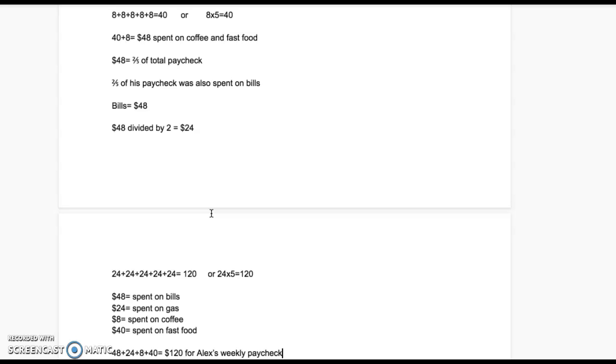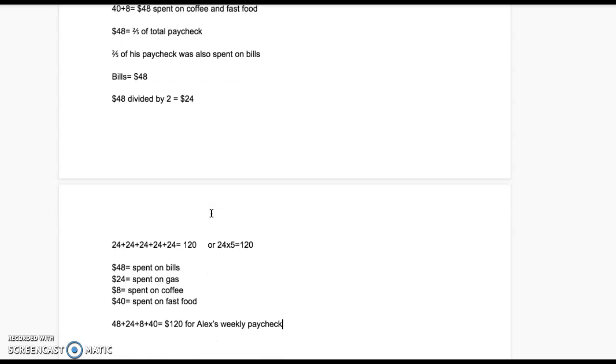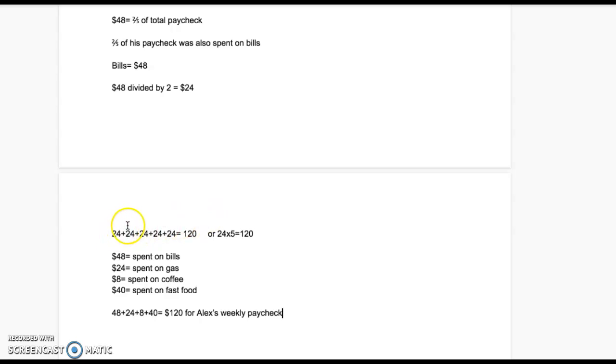So $24 in each 1/5 of the paycheck. There are 5 equal pieces in our bar model for Alex's total paycheck. So you can add 24 plus 24 plus 24 plus 24 plus 24 to give you $120, or you can multiply 24 times 5, and that will also give you $120.